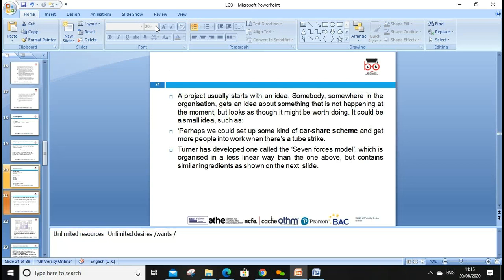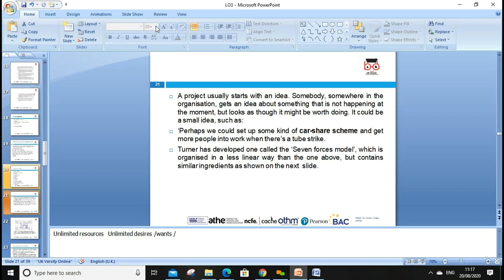The project usually starts with ideas. Somebody in the organization gets an idea about something that is not happening at the moment, but might be worth doing. Perhaps we would find a car sharing scheme gets more people into work when there is a tube strike. Turner has developed the so-called seven force model, which is less linear.